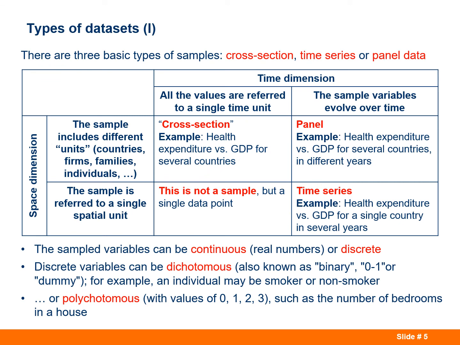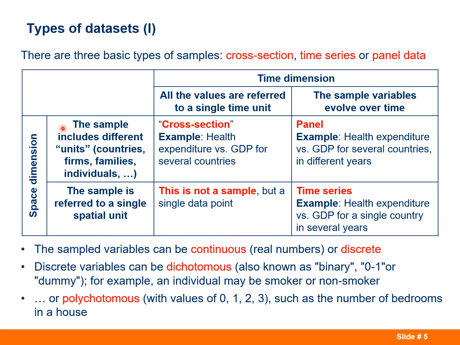What types of data sets are we going to model in econometrics? In my opinion, the most useful classification is the one that splits them according to their time dimension and their space dimension. A data set can be referred to a single unit of time, or time can be irrelevant for that specific data set. Or the data set can be composed of variables which evolve over time. This is what we call the time dimension. And the space dimension is any other dimension other than time.